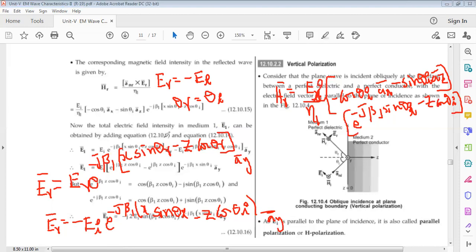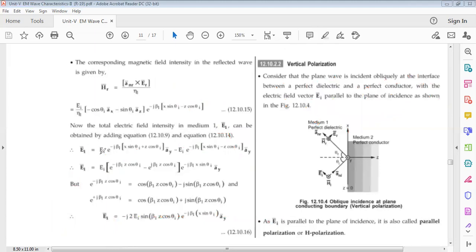Now the total electric field intensity in medium one, E1 bar, can be obtained by adding equations 12.10.9 and 12.10.10. The two equations we have to add. E1 is equal to terms in EI, and ER is also in terms of EI. The second term is minus EI e power minus j beta 1 x.